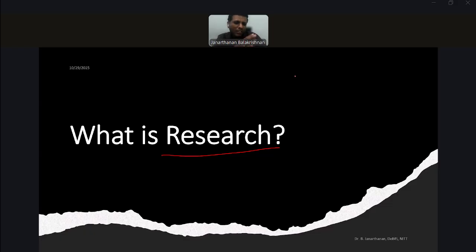So what is the quality of a researcher you think of? Even if the person doesn't publish a paper, the analogy of being a researcher is well visible. So what is that quality that you think of within that? Observation. Observation is the only quality of a researcher. What else?